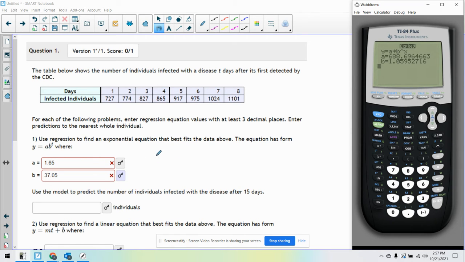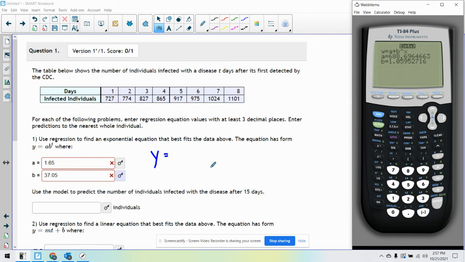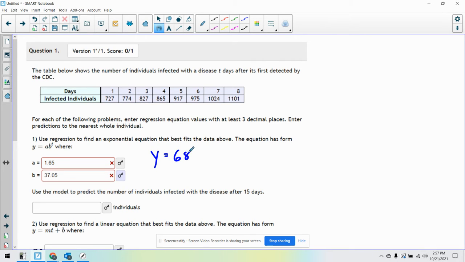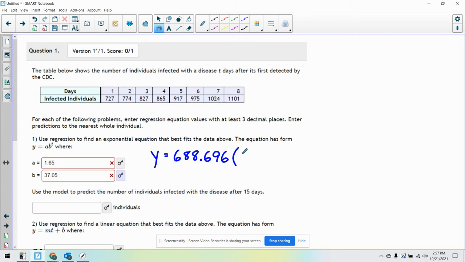So my equation is going to be Y equals 688.696 times 1.0595 or 1.06 to the T. So that'll just, you'll put these numbers in right here.